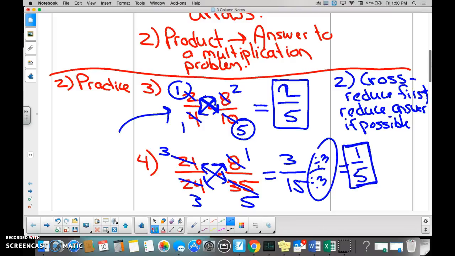We have just cross-reduced the entire problem. Yes or no? So, we got 1 here, we got 2 here. What's 1 times 2, you guys? 2. We got 1 here, we got 5 here. What's 1 times 5? 5. Answer is 2/5.